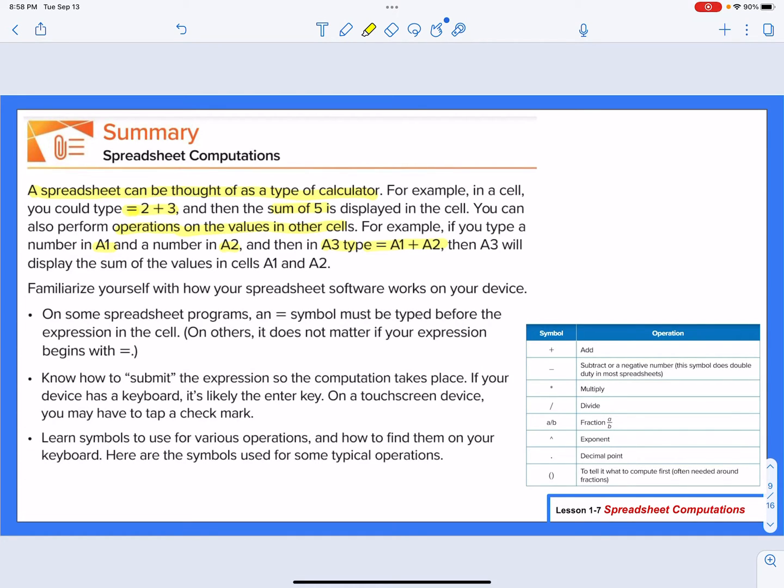So familiarize yourself with how spreadsheet software works on your device, and then just remember they do vary. Different devices work in different ways, okay? But you need to have that equal symbol before, okay? And then just know what you got to do, okay? Here are some examples of some basic symbols and how they work, just so you have that as a reference for yourself for later, okay?